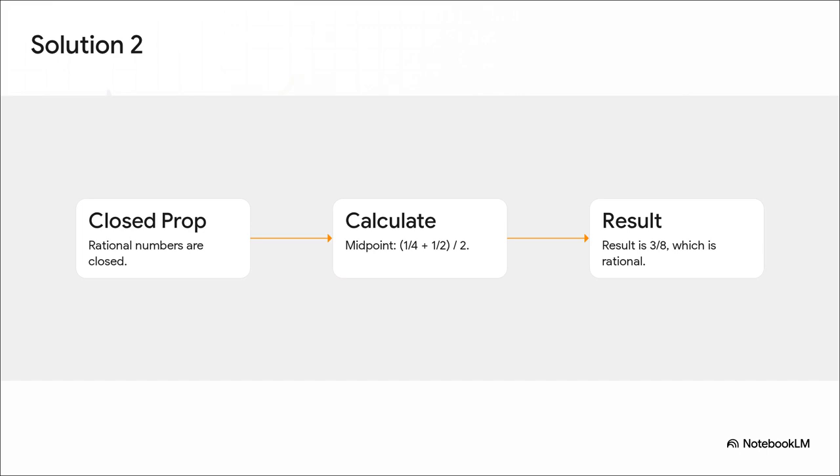If we calculate the actual midpoint by adding 1/4 and 1/2, which gives us 3/4, and then dividing that by 2, we end up with 3/8. Since 3 and 8 are both integers, 3/8 is definitively a rational number. The universe of rational numbers holds up no matter how tiny that gap gets.